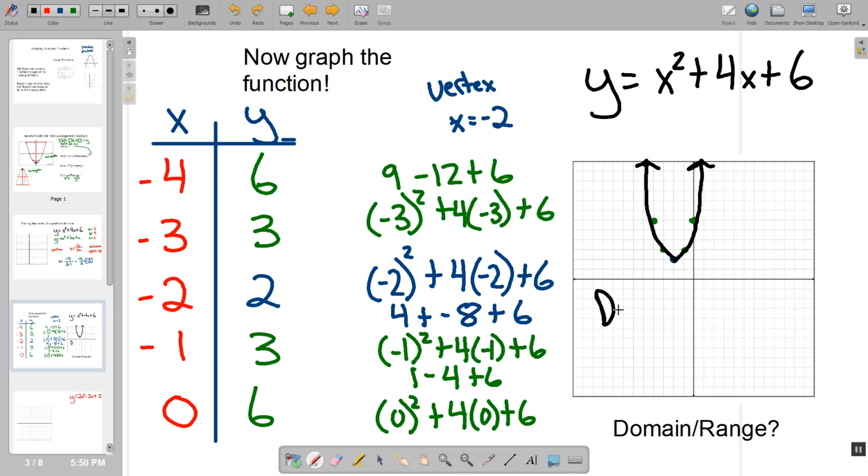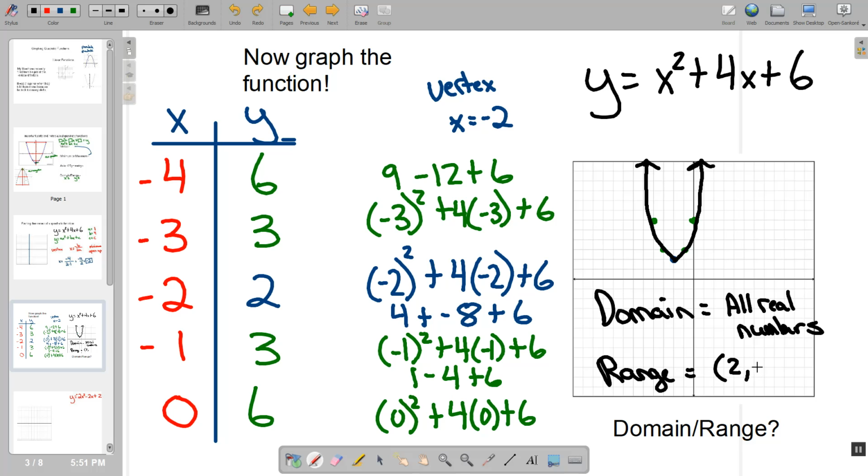Our domain, because it can cover any x values, is all real numbers. And our y values, or our range, is anything that is greater than 2. And there's a lot of ways to write that. You can say all real numbers bigger than 2. Or you can write this as 2 to infinity. That's sometimes how you'll see it written. Or you could say all real numbers greater than 2.